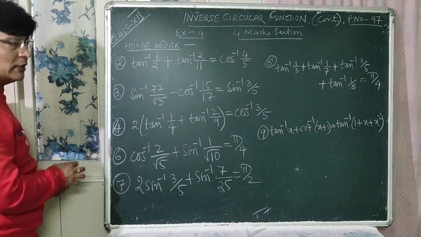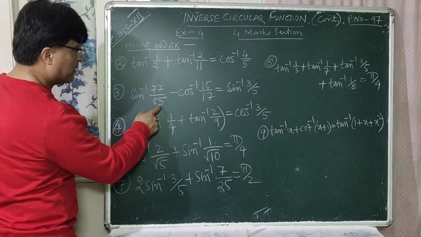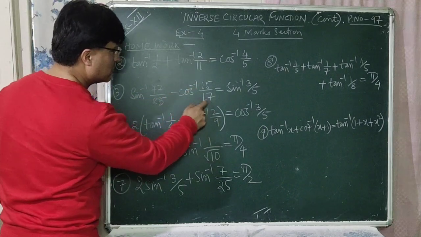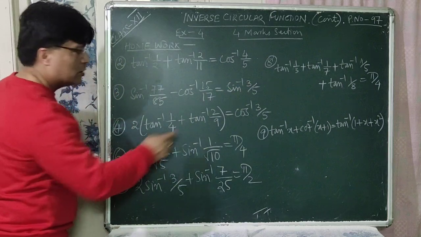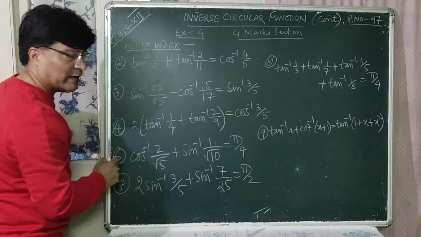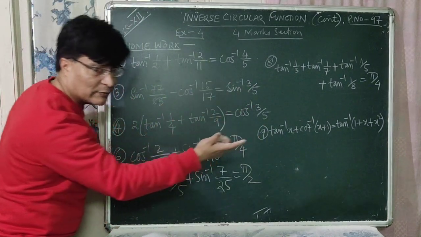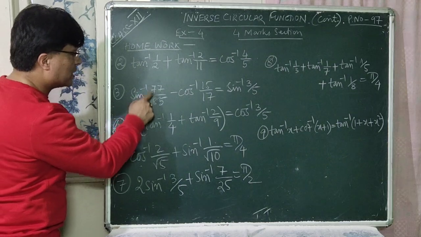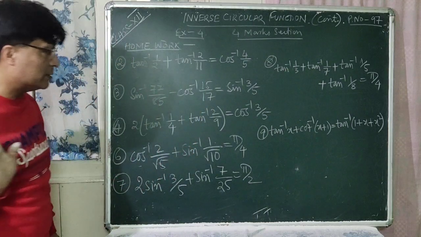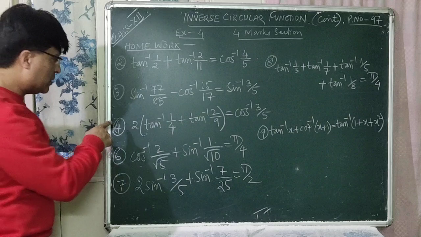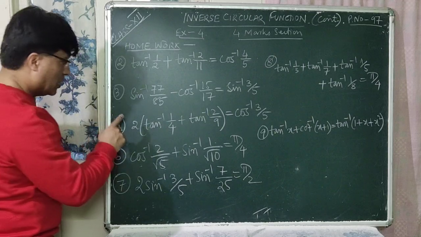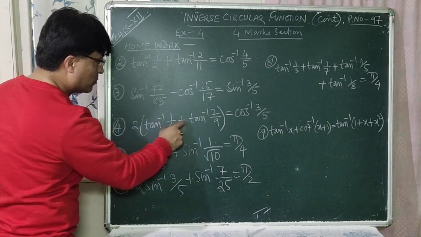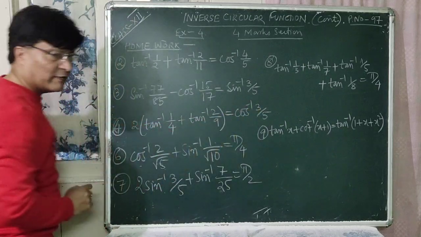And in question number 3, sin inverse 77 by 85 minus cos inverse 15 by 17 is equal to sin inverse 3 by 5. Since you have to prove this sin inverse 3 by 5, convert this cos inverse into sin inverse, then use the formula sin inverse x minus sin inverse y. Is that clear? You can do it. Now in this case, number 4 is there. You have to prove 2 into tan inverse 1/4 plus tan inverse 2 by 9 is equal to cos inverse 3 by 5.